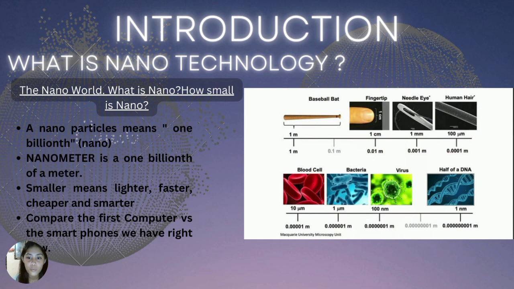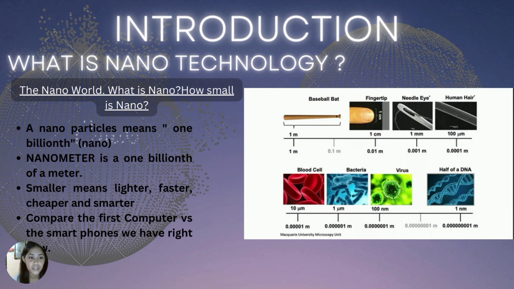When we divide the size of the human hair into 10 again, we get the size of our blood cell, which is 10 micrometers. Dividing the blood cell into 10, we get the size of bacteria, which is 1 micrometer. Dividing the bacteria into 10 again, we get the size of a virus, which is 100 nanometers.